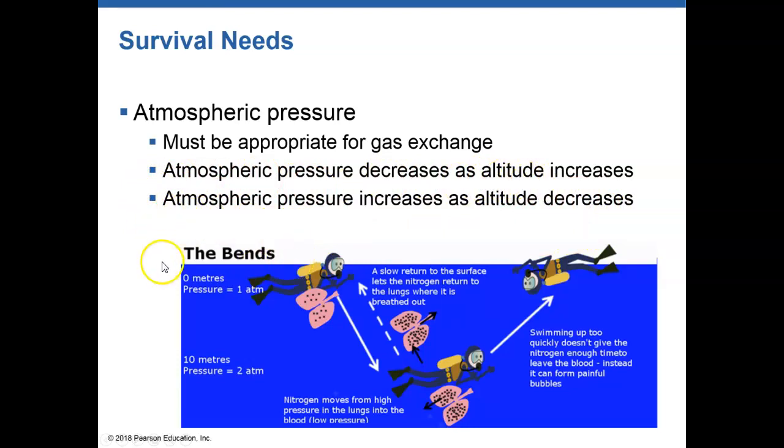You can also get the bends if you go underwater and you come up too fast. Nitrogen will start to bubble out of the blood and into your lungs. And what it causes is you can actually have cells break open and burst, blood vessels burst. It can cause bruising, but it can also cause death if you don't treat it quickly.